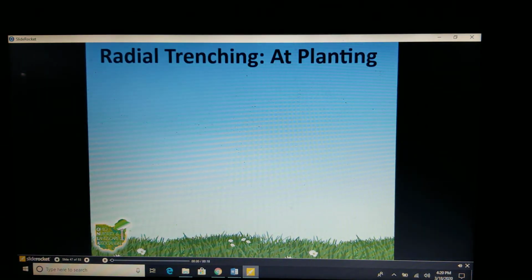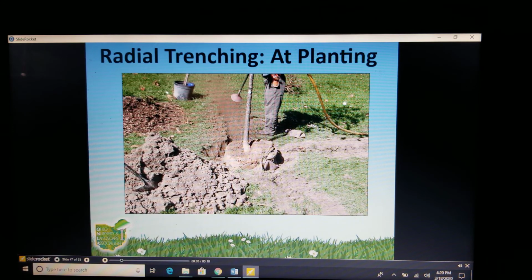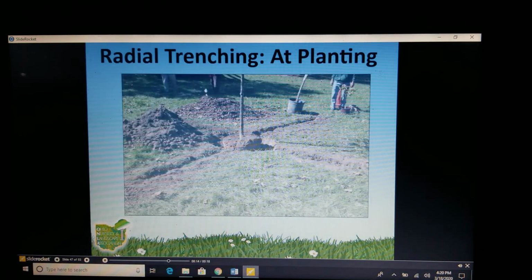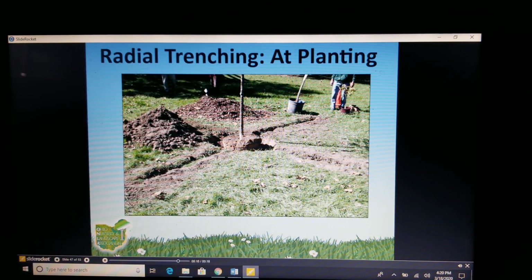An air spade or air knife may also be used at planting to produce radial trenching. The radial trenches are backfilled with a mixture of existing soil and organic matter. Research has shown that trenches produce pathways for root growth and may help when planting in compacted soils or soils that are high in clay.